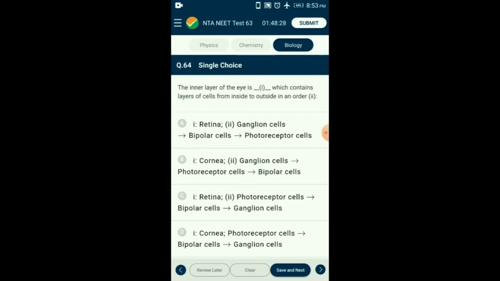The cornea is the transparent part of the eye that covers the front portion of the eye. So the answer for this question is option A. The inner layer of the eye is retina, which contains layer of cells from inside to outside in order: ganglion cells, bipolar cells, photoreceptor cells.